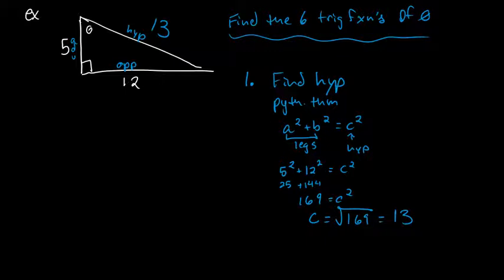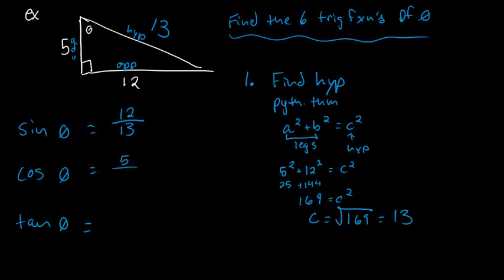Now I can find sine, cosine, and tangent of my angle theta. Sine is the opposite, which is 12, over the hypotenuse, 13. Cosine is the adjacent, 5, over the hypotenuse. So, TOA: I need to do the opposite, 12, over the adjacent, which is 5.